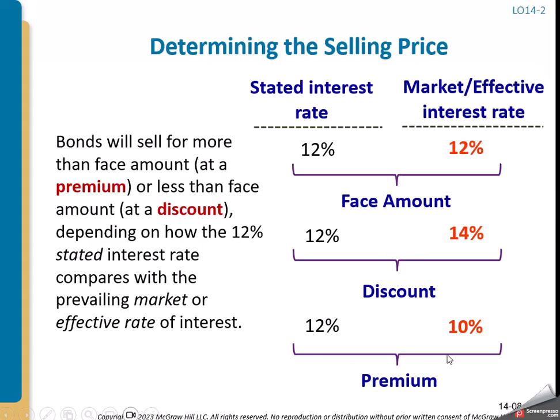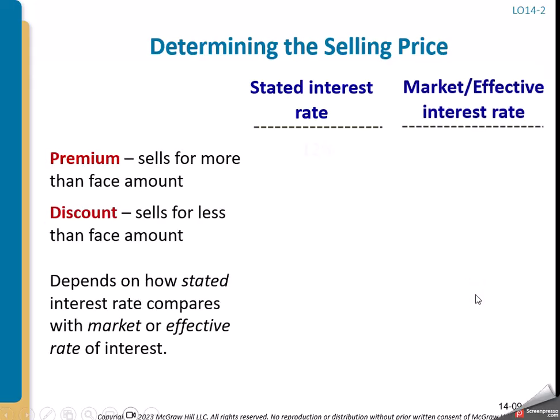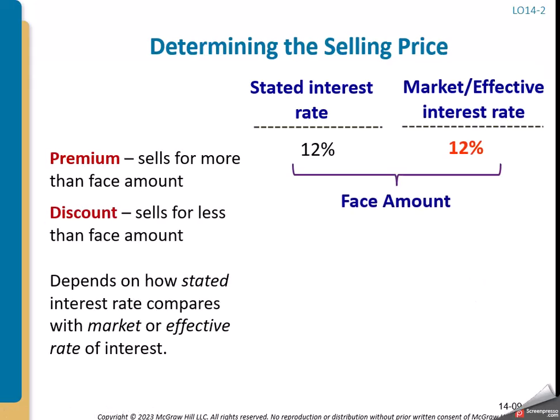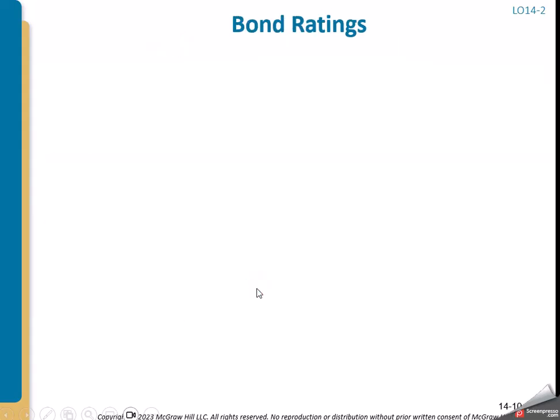Or the flip flop could be true. Other bonds on the market could be paying 10%. Your bonds are paying 12. Everybody's going to want your bonds, so the price is going to go up. They're going to sell it a little bit higher than the $1,000. So again, the premium is when we sell for more. The discount is when we sell for less. Face value is when we sell at the exact amount.